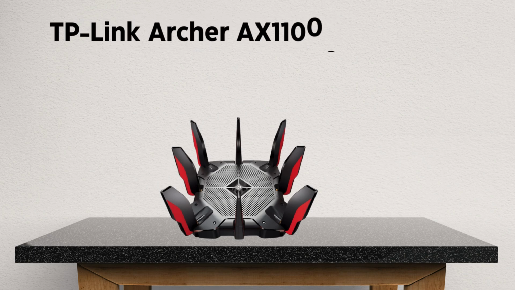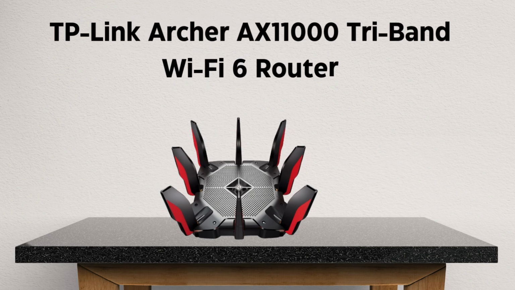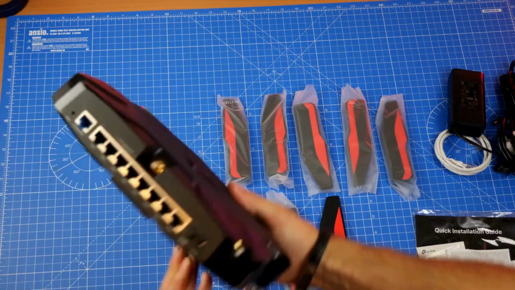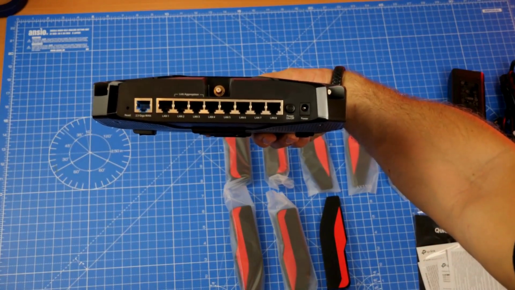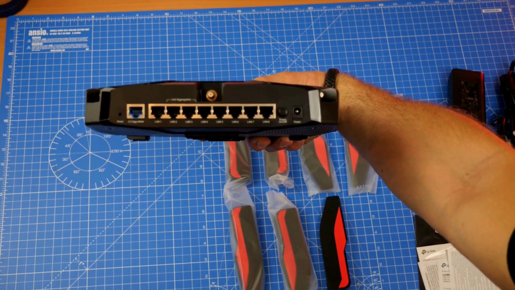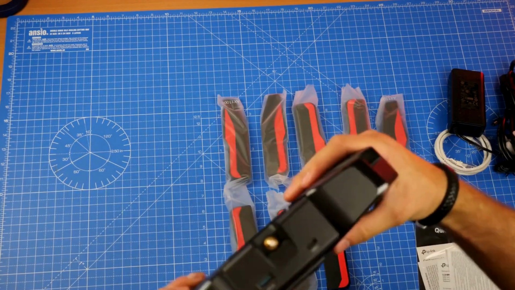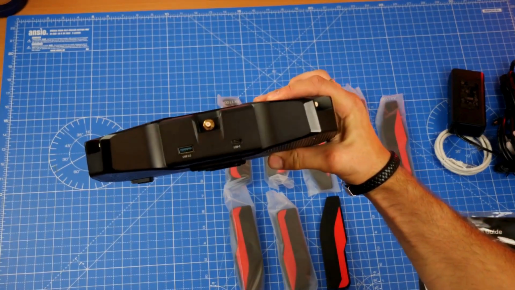TP-Link Archer AX11000 Tri-Band Wi-Fi 6 Router. Unbox the TP-Link Archer AX11000 and place it in a central location, ideally elevated and free of obstructions, to maximize Wi-Fi coverage.